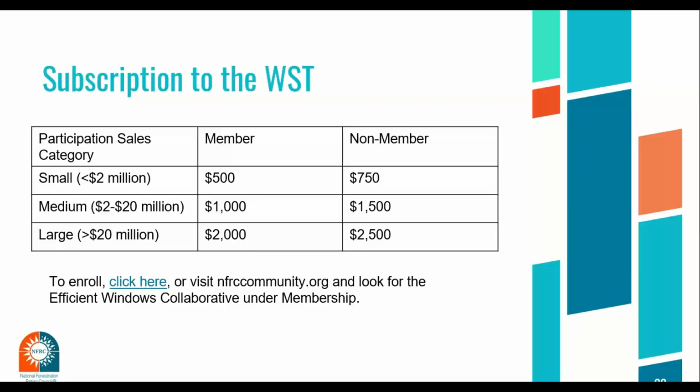So then finally, the fee schedule for the window selection tool is broken down very much like all of our other programs, but with member and non-member pricing, and it's also broken down by your sales category. And I know that the EWC had a sales category, but moving forward, it'll be whatever sales category you fall into for the product certification program. So then again, if you want to enroll, the link is in this presentation, which we will send out to everyone. But also if you go to nfrccommunity.org, it's under the membership tab on Efficient Windows Collaborative.